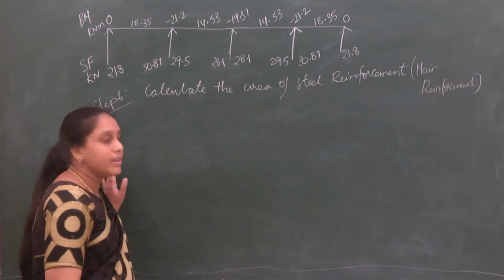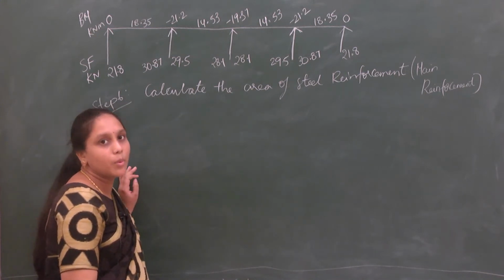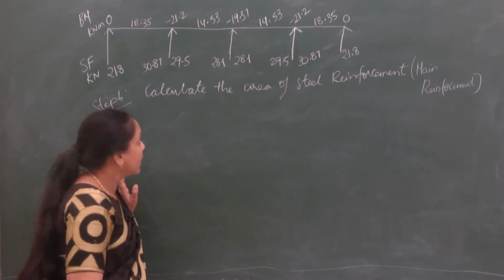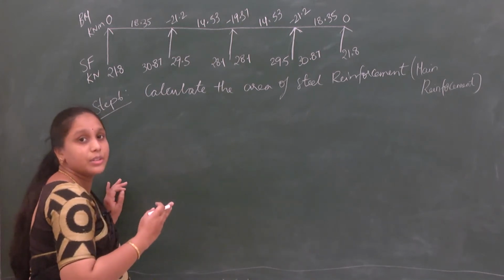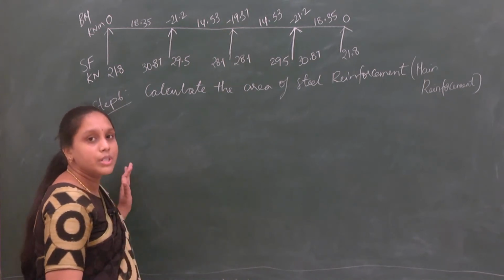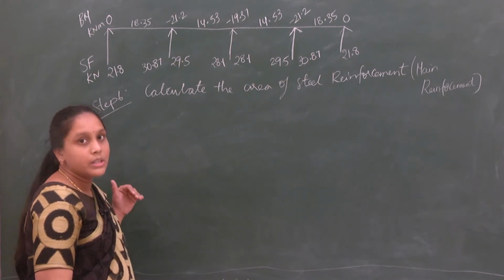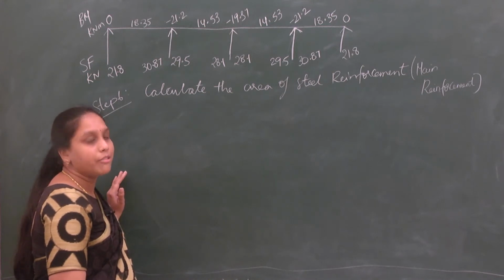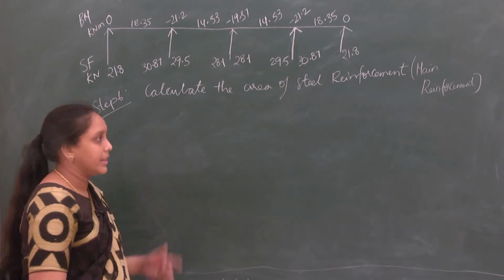So previously while solving the one-way slab, we had only one bending moment. So based on that moment only we used to calculate the Ast. But here if we observe, we have bending moments for a continuous slab. We have the bending moments at different sections. So first we are going to calculate the area of steel for different bending moments at different sections.